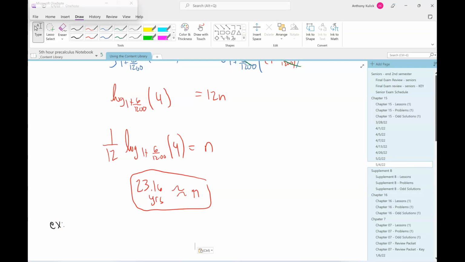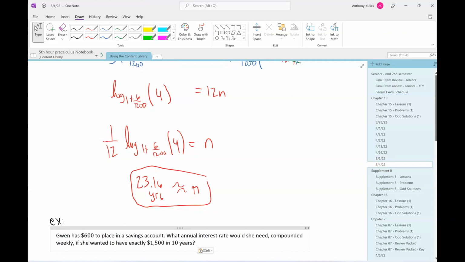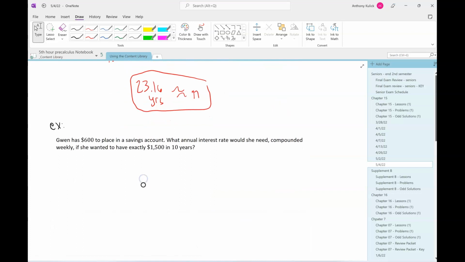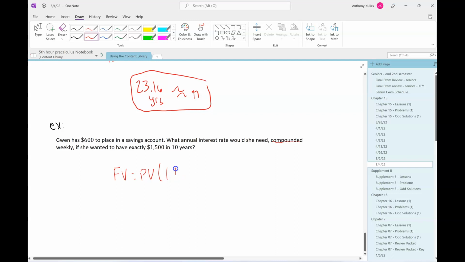Okay, let's do another one. So it says, Gwen has $600 to place in a savings account. What annual interest rate would she need, compounded weekly, if she wanted to have exactly $1,500 in 10 years? First things first, what word in here is super important to us? Compounded, because that tells me which model of interest I'm needing to use.